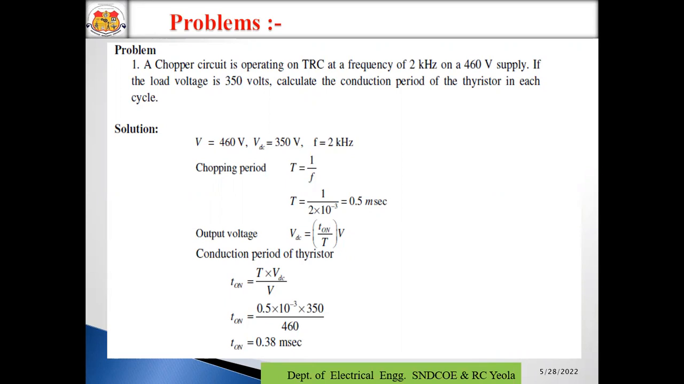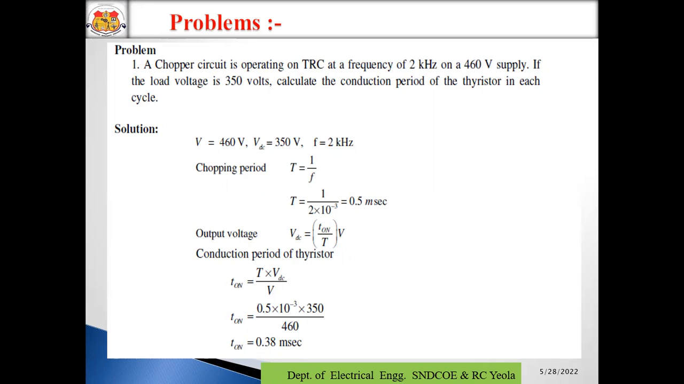Today we will discuss the numerical problems of Unit 2, on the basis of chopper circuits. Let us take the first numerical problem. A chopper is operating on TRC, that means time ratio control, at a frequency of 2 kilohertz on a 460 volt supply. If the load voltage is 350 volt, calculate the conduction period of the thyristor in each cycle. One by one, step by step, we will do that.